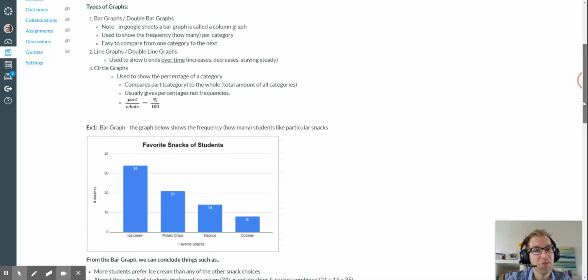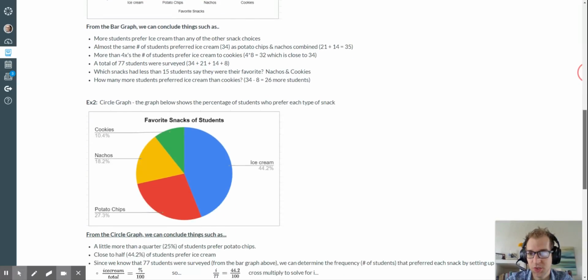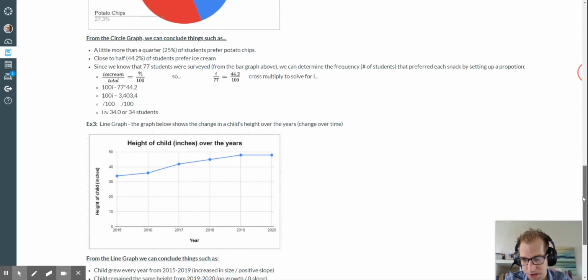If you notice, the favorite snack of students didn't have anything to do with time, right? Someone who picked ice cream might have said potato chips if it happened a week later, but we don't know that. It was just one time they gave the survey. A line graph, on the other hand, is how something changes, or trends change, over time. So let's come down to example 3, actually.